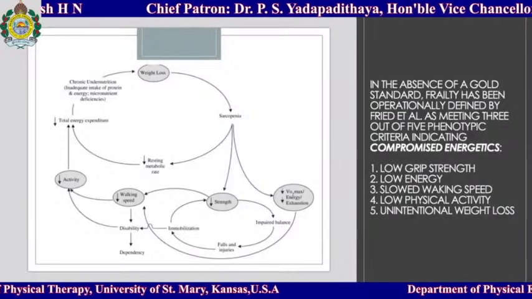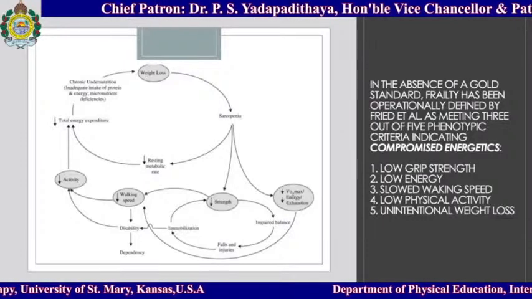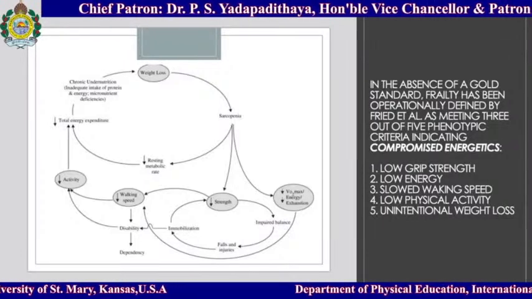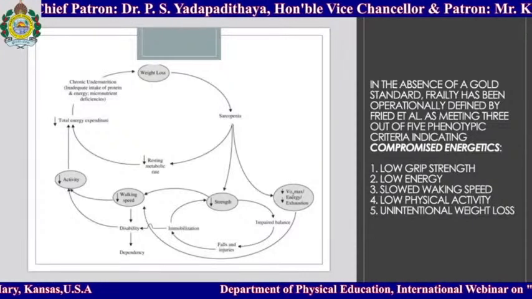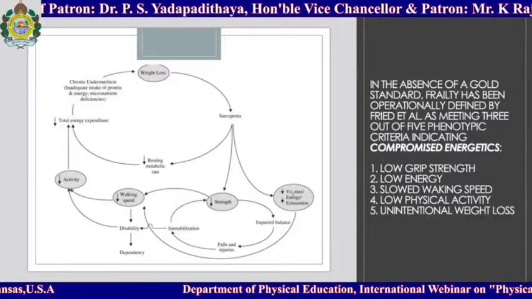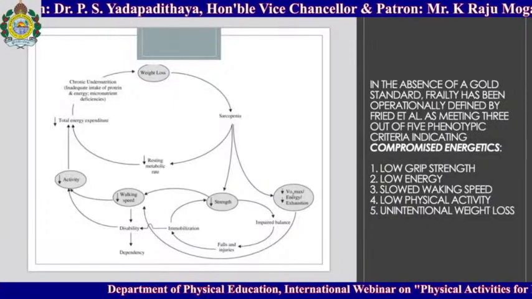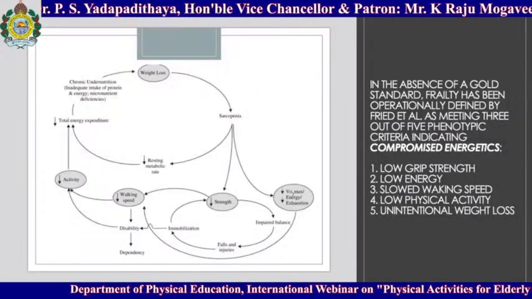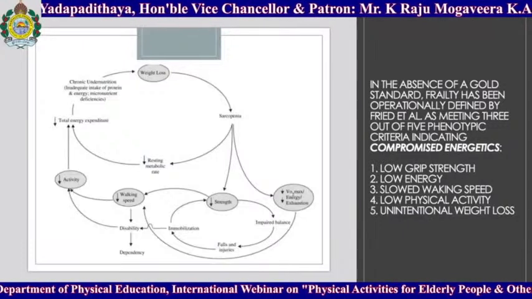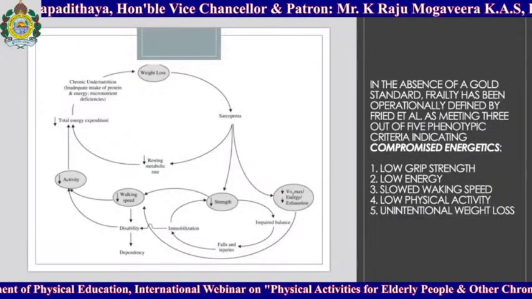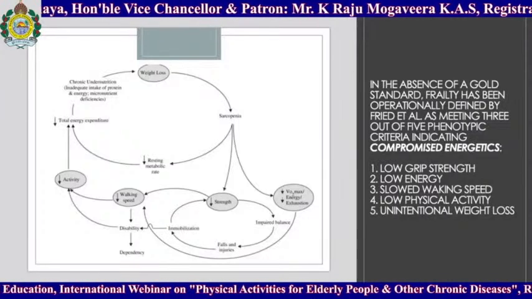So in the absence of a gold standard, frailty has largely been defined as meeting three of the following criteria, which are largely just talking about compromised energetics. So the five different criteria are low grip strength, low energy, slowed walking speed, low physical activity, and unintentional weight loss. And again, to be functionally defined as frail, you have to meet at least three of those.